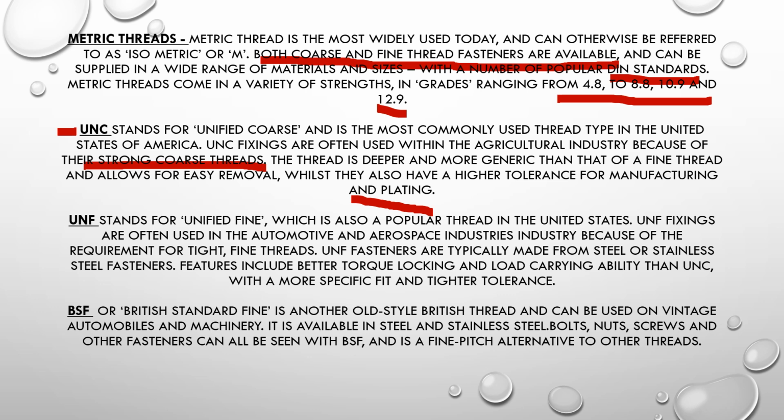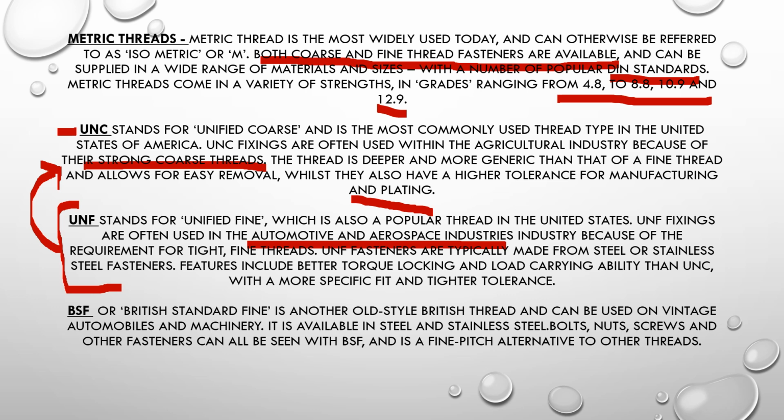UNF stands for Unified National Fine Thread, which is also a popular thread in the United States. UNF fixings are also used in the automotive and aerospace industries because of the requirement of tight fine threads. UNF fasteners are typically made from steel or stainless steel. Features include better torque locking and load carrying ability than UNC, with a more specific fit and tighter tolerance. So UNF, that is fine thread, is preferably used over UNC coarse threads. You can find this in my previous videos; I have given a lot of examples of the advantages of fine thread over coarse threads.